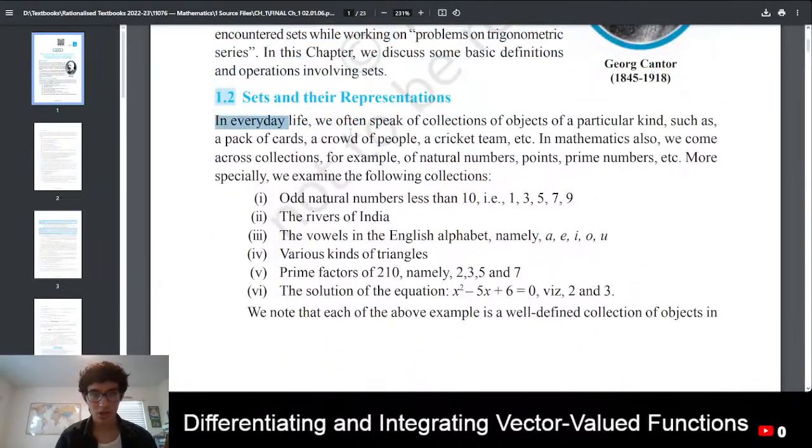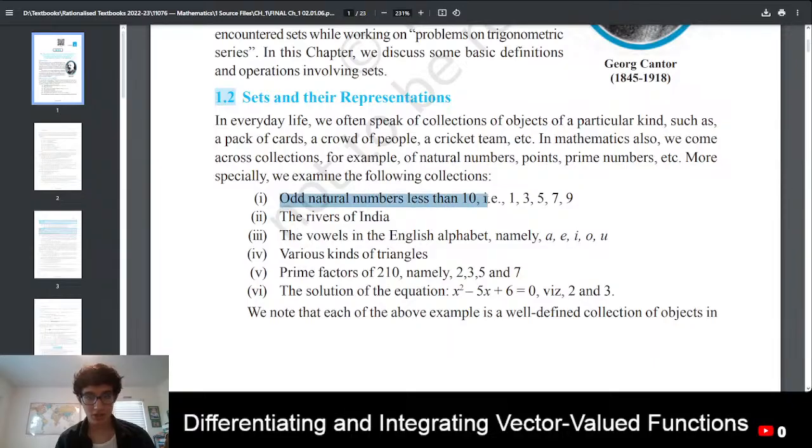Now this is going to give you some practical examples, right? In everyday life, we often speak of collections of objects of a particular kind, such as a pack of cards, a crowd of people, a cricket team and its players, etc. In mathematics also, we come across collections, for example, of natural numbers, points, prime numbers, etc. More especially, we examine the following collections.